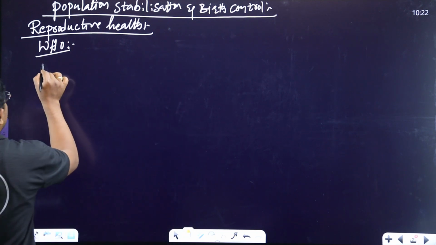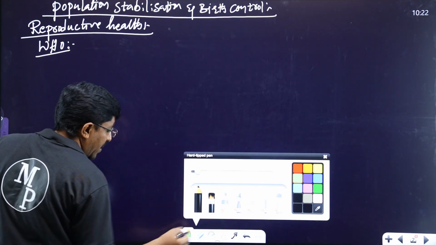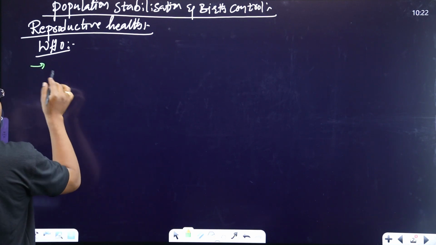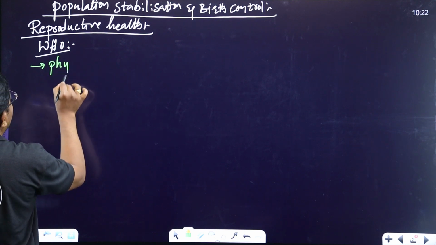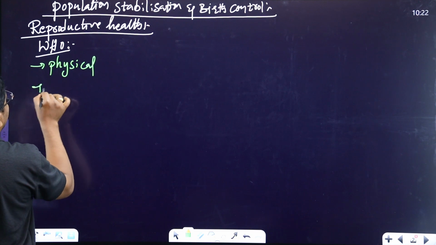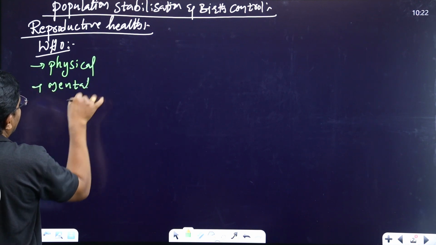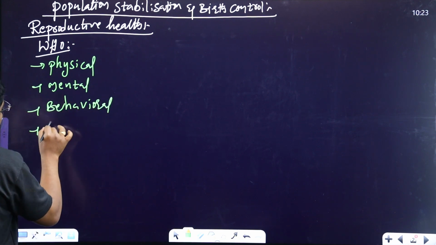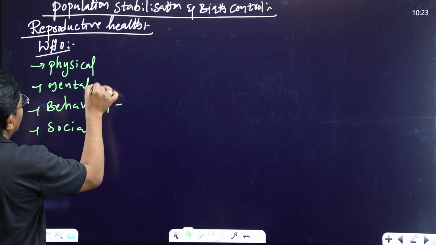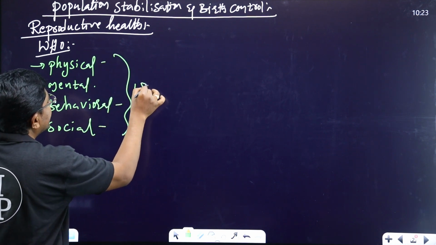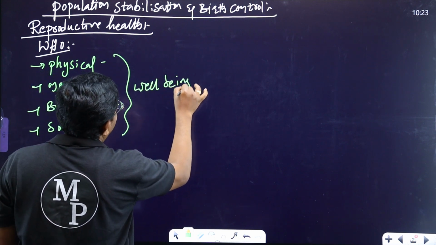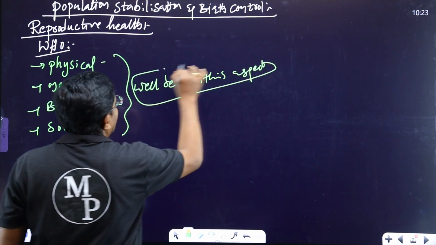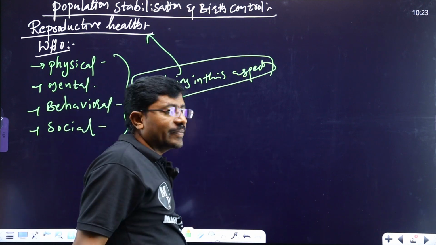These are physical aspects, mental aspects, behavioral aspects, and social aspects. Those who have well-being in these aspects are reproductively healthy.